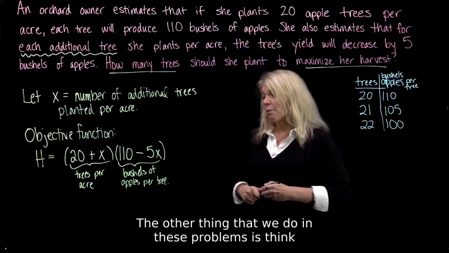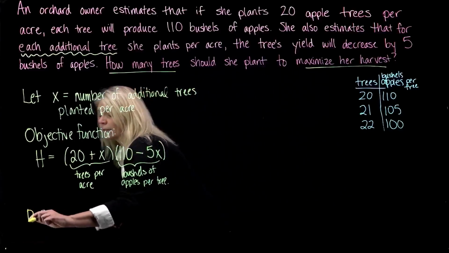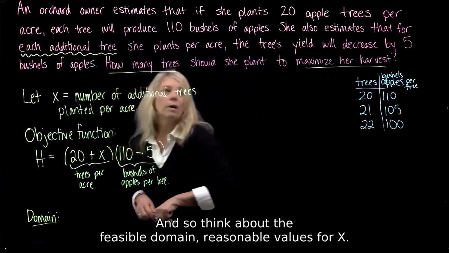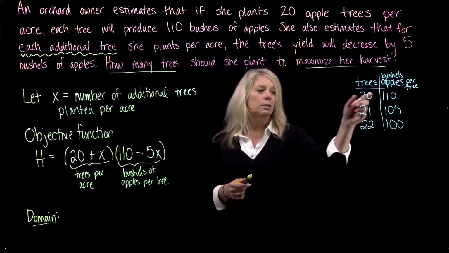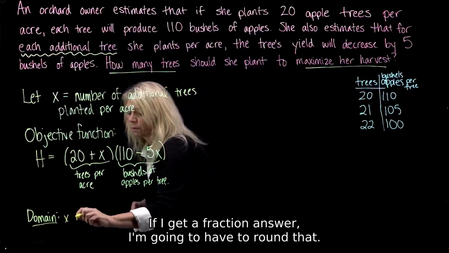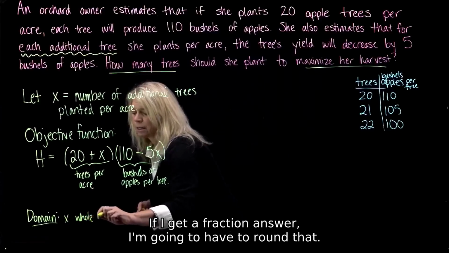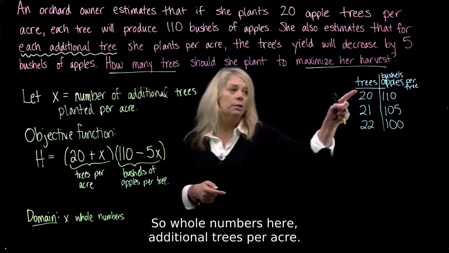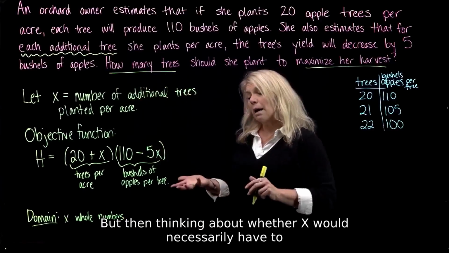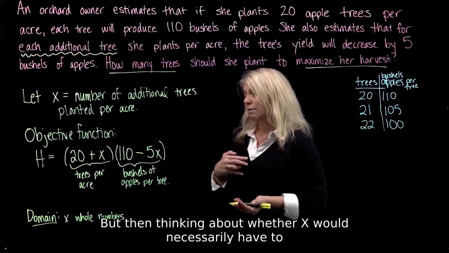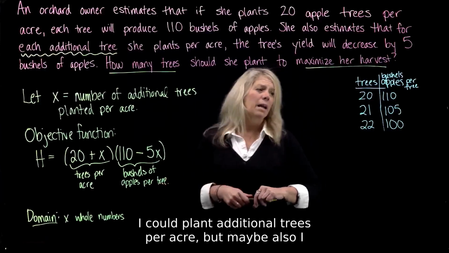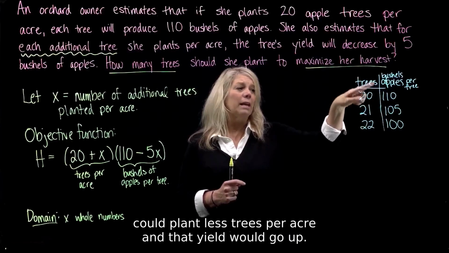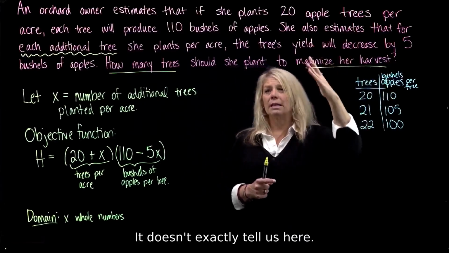The other thing that we do in these problems is think about the domain here. And so think about the feasible domain, reasonable values for x. So x is number of additional trees, so that's going to have to be whole numbers. If I get a fraction answer, I'm going to have to round that, so whole numbers here, additional trees per acre. But then thinking about whether x would necessarily have to be positive or negative, I could plant additional trees per acre, but maybe also I could plant less trees per acre and that yield would go up. It doesn't exactly tell us here.